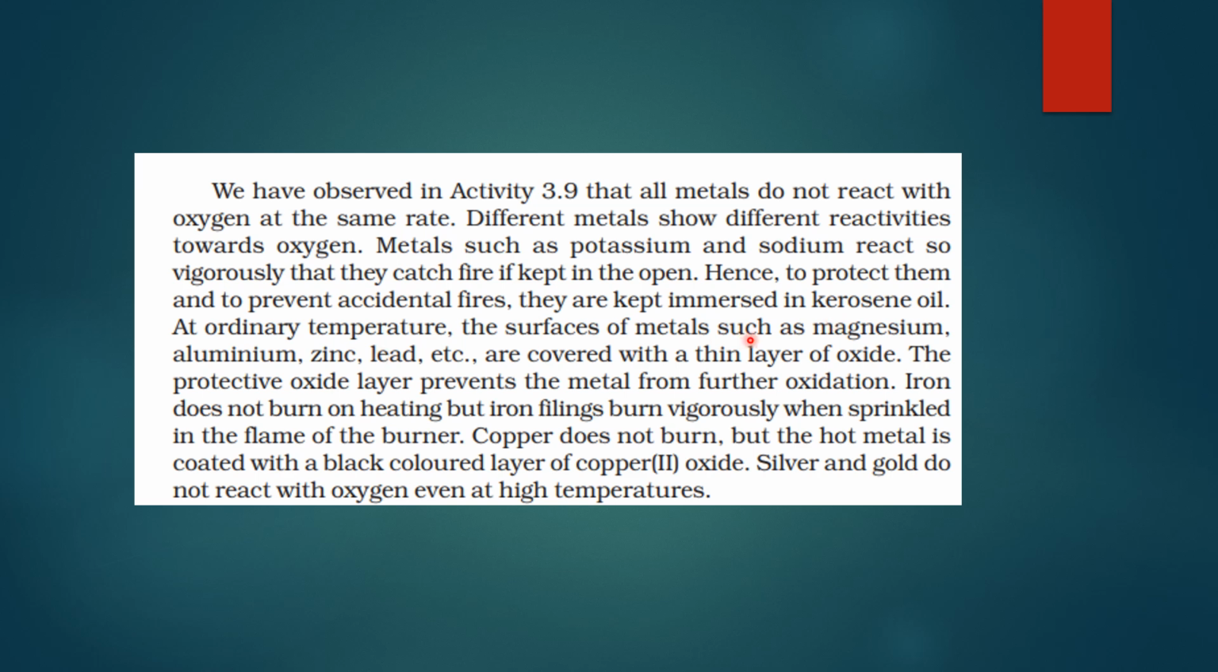At ordinary temperature, the surfaces of metals like magnesium, aluminium, zinc and lead are covered with a thin layer of oxide, because they react with atmospheric oxygen and form an oxide layer on themselves. The protective oxide layer prevents the metal from further oxidation. So that layer acts like a protection.